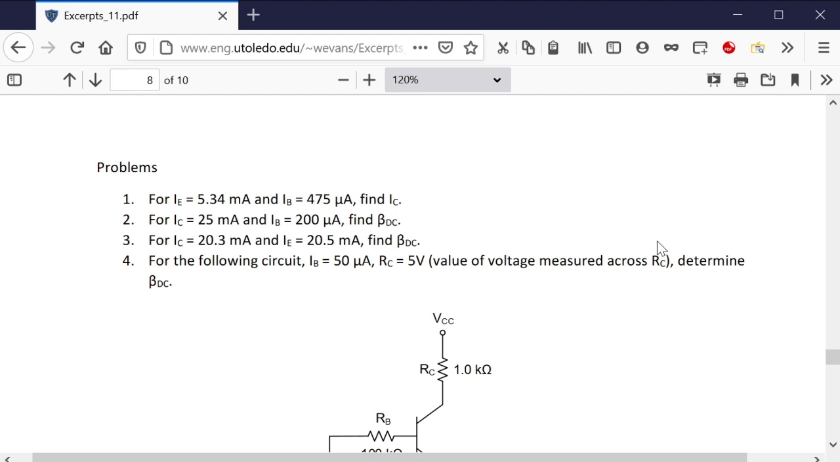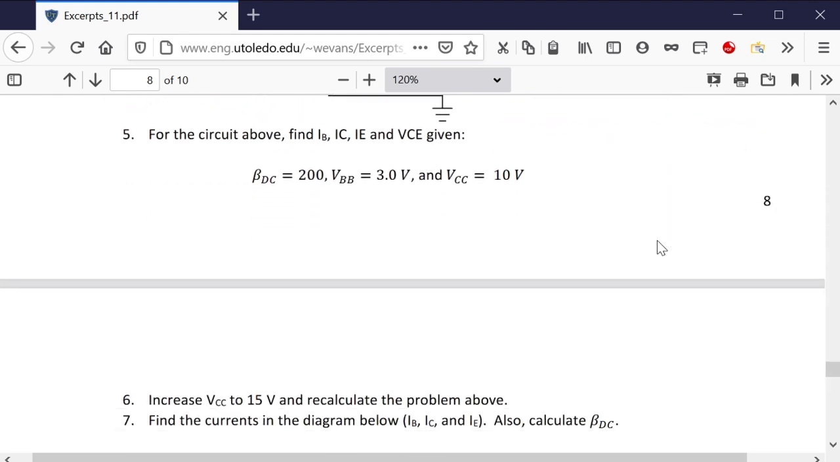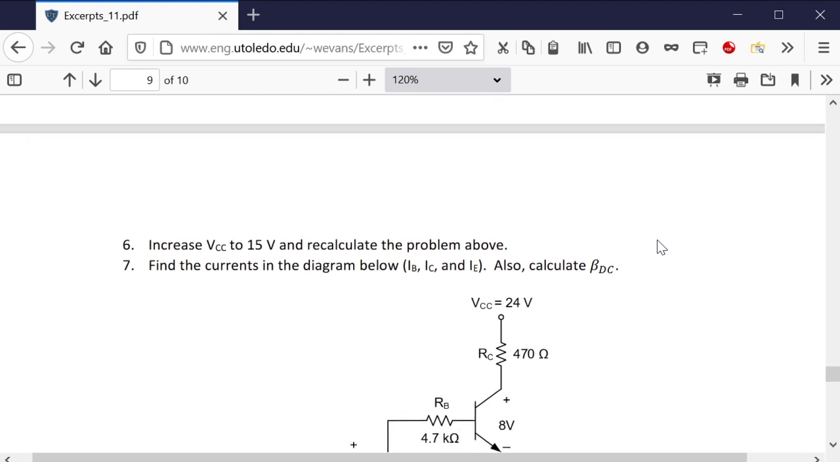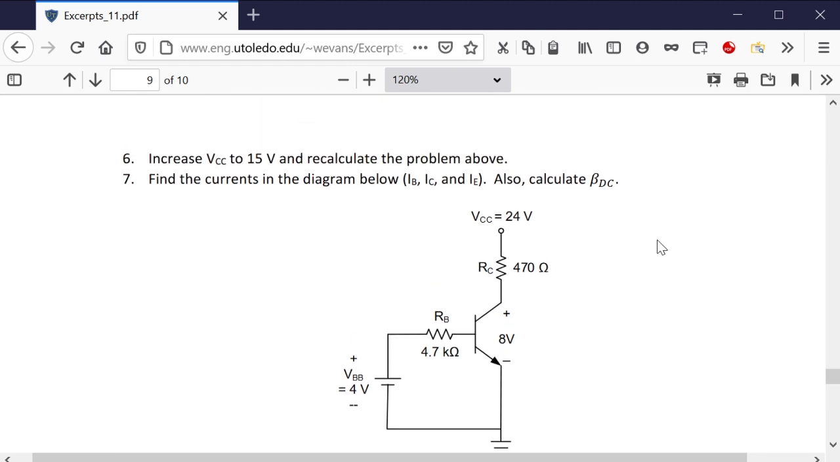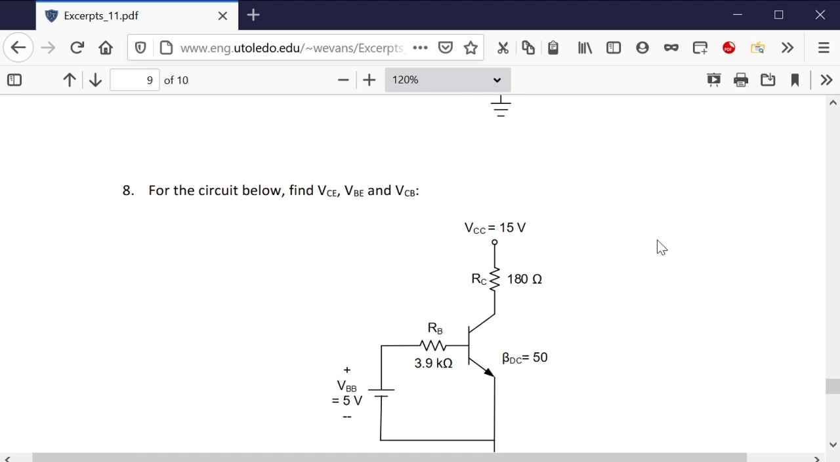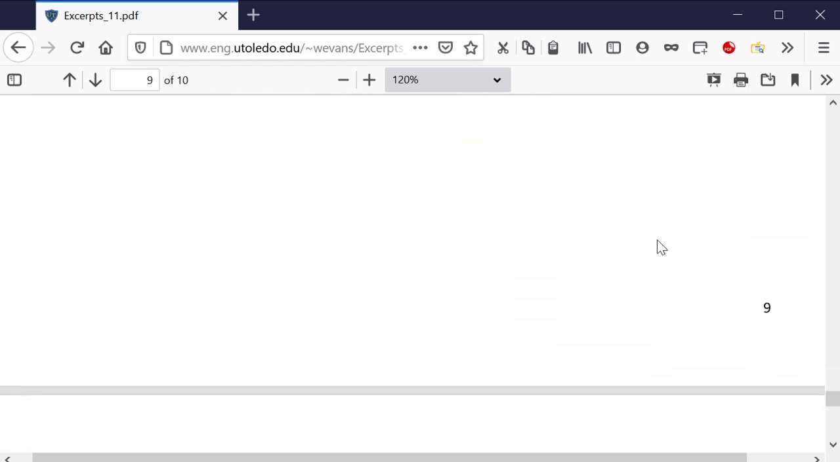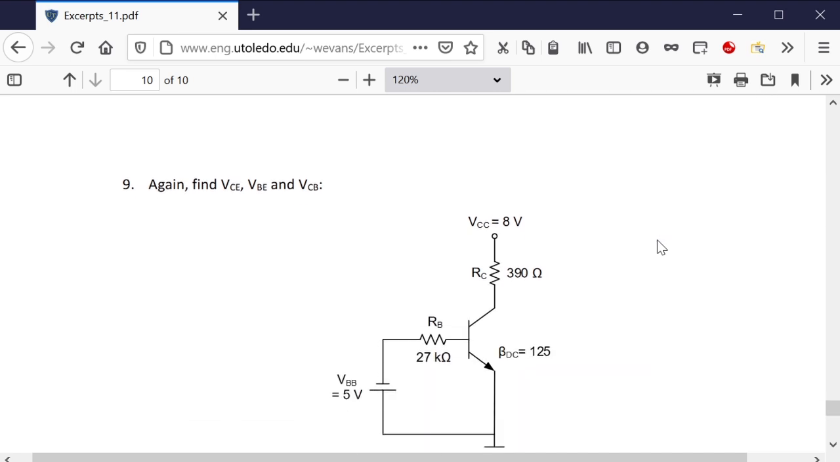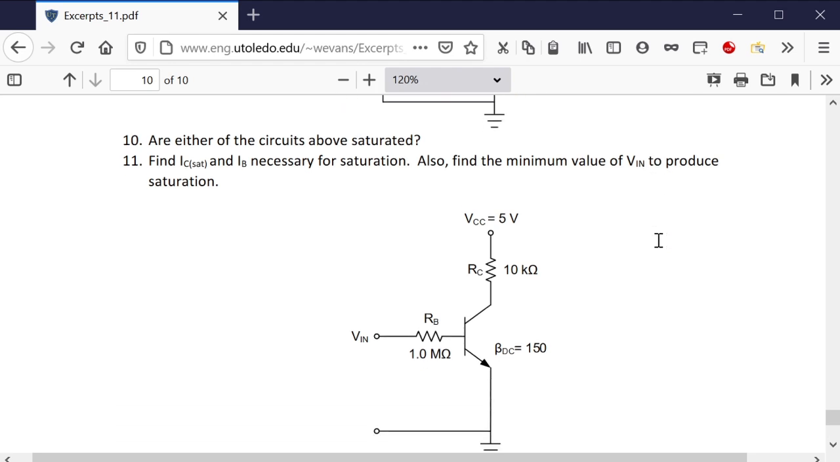So here are some problems that you can work, and we'll see what we can find with the IC sat and the VCE. You can work these yourself and see what you come up with, and we'll come back and look at them. Find out whether these circuits are in saturation or not.